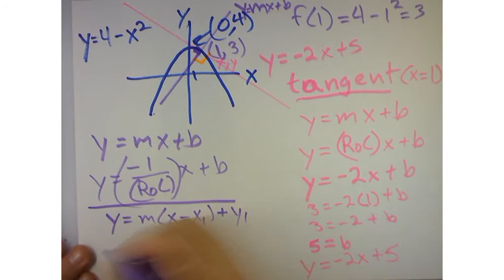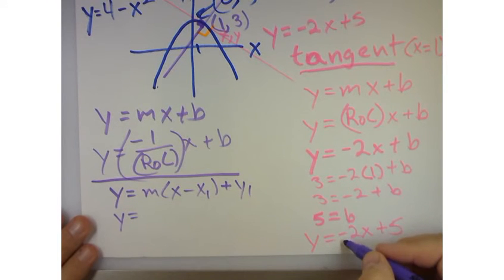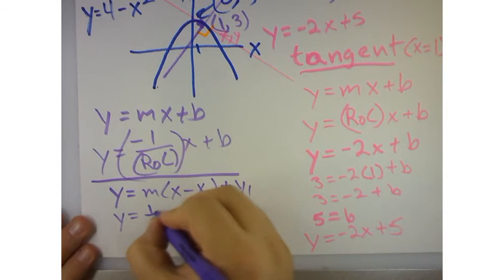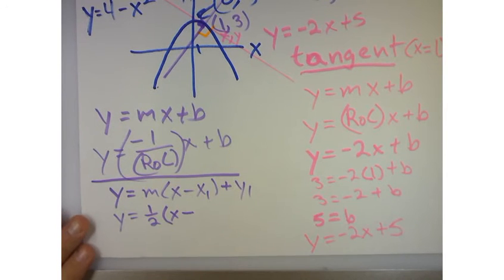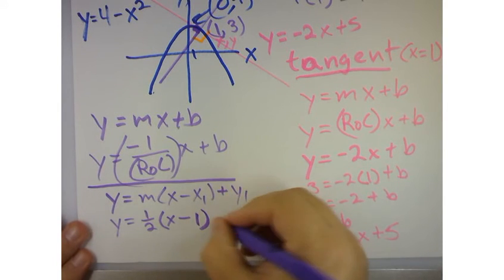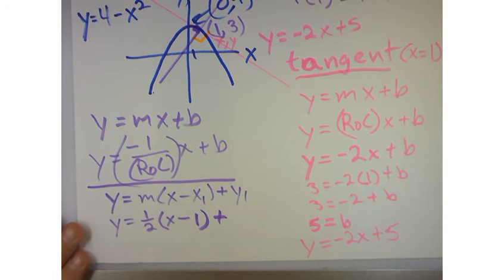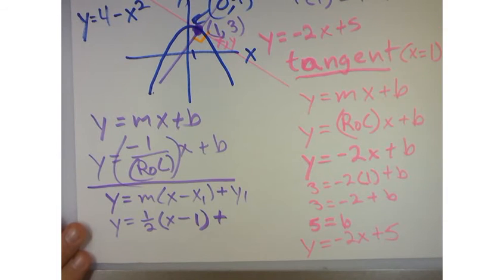And so my y is equal to m. What is the negative reciprocal of -2? 1/2. Positive 1/2 times x. What was the x term? What point are we going to cross through? 3. What's the x of that though? 1. And then my y value would be 3 because it crosses through the point 1, 3.